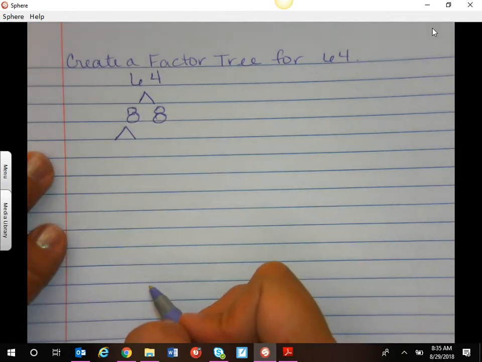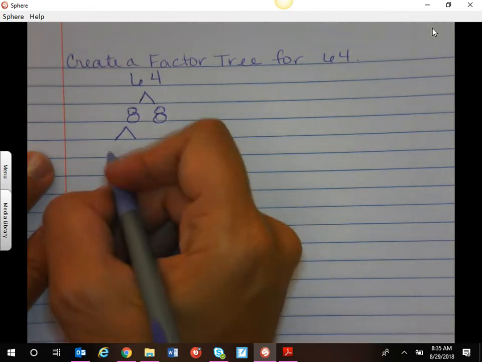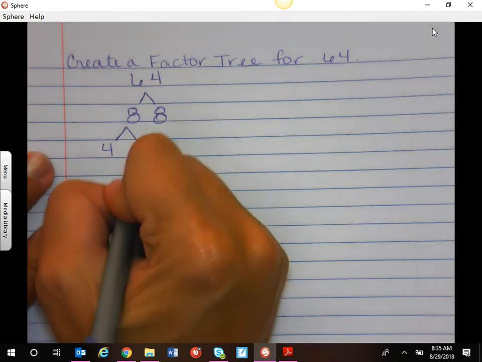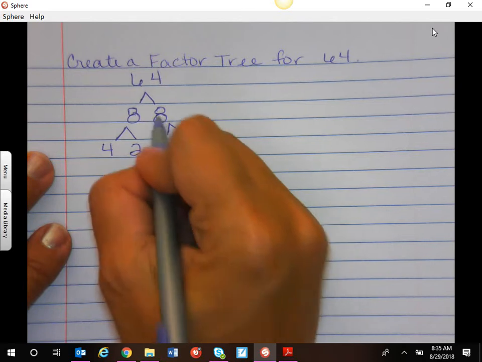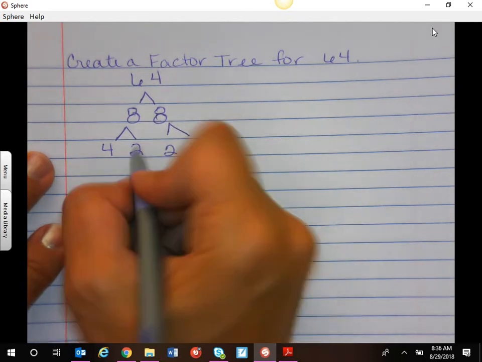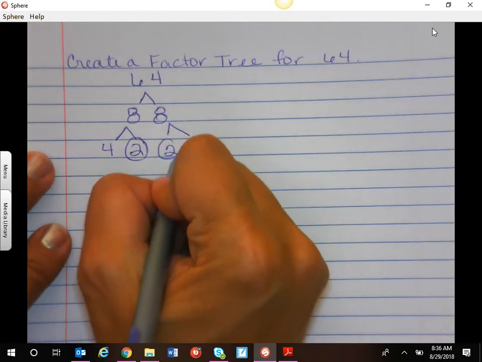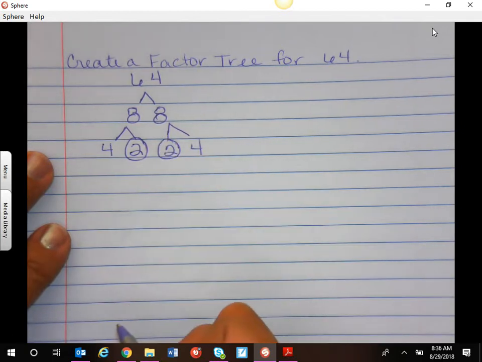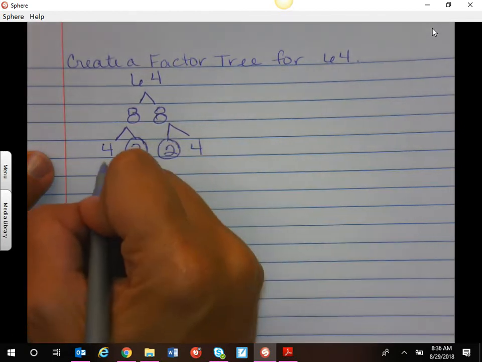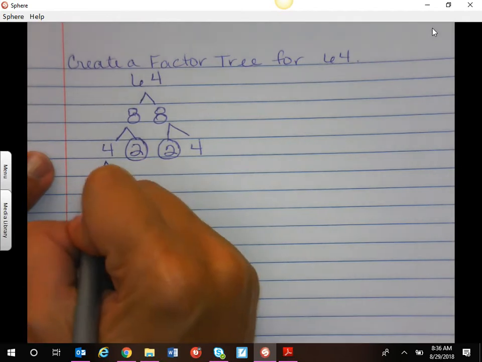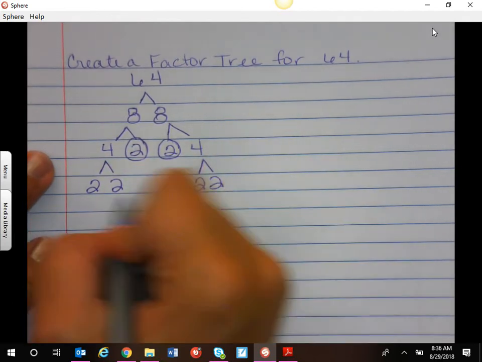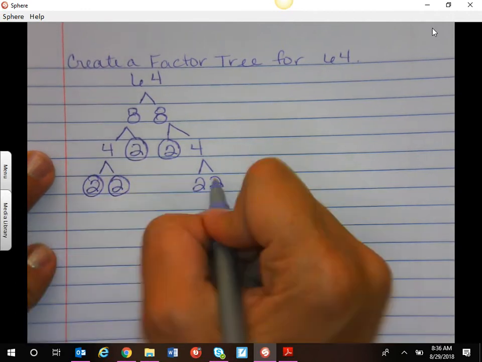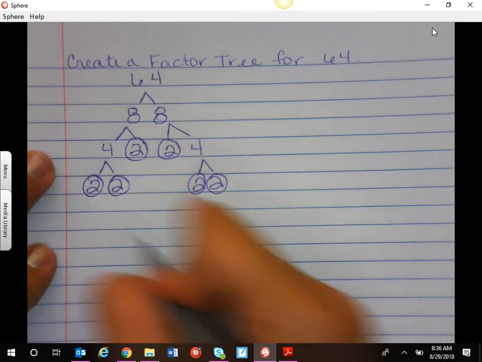It has 1 times 8 and 2 times 4. So I'm going to choose 4 times 2, and I'm going to do the same thing over here. 2 times 4, if that makes sense. Now 2 is a prime number because the factors of 2 are only 2 times 1. But 4 is composite. It's 2 times 2. So now I have all prime values.